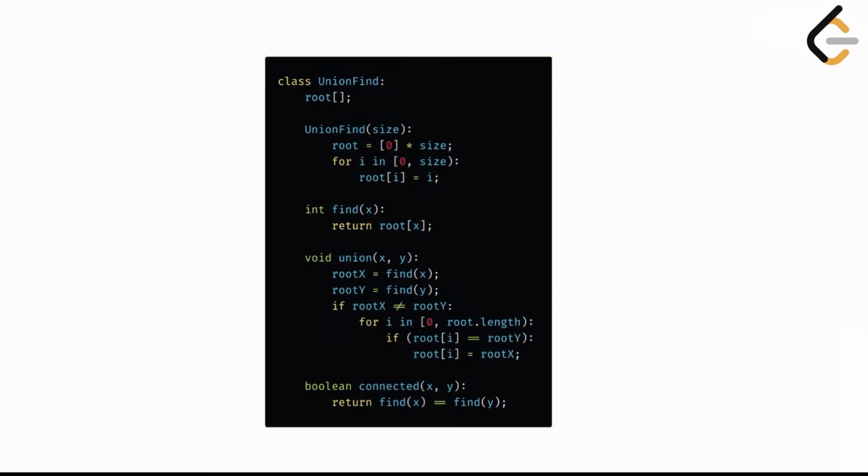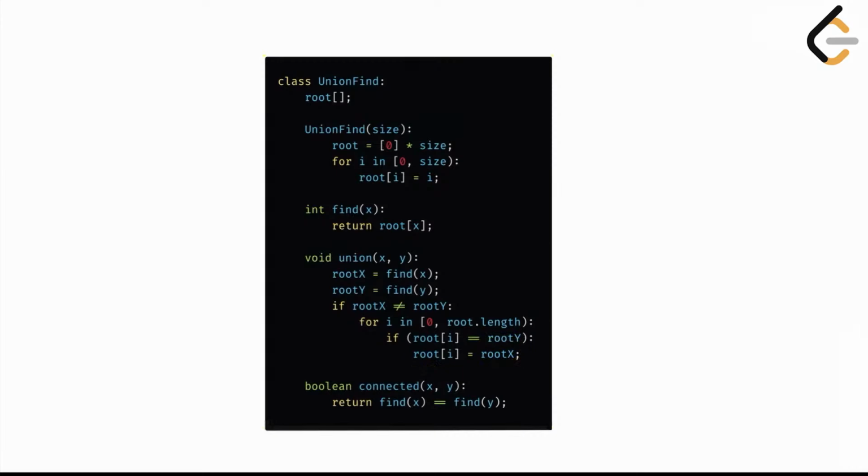First, we need to find the root nodes for x and y. When their roots are equal, we know they're already connected, so we don't have to perform the union operation. But if the root nodes are not equal, we now have to go through the entire root array once we see a value equal to the root of y. In other words, when the corresponding root node is equal to the node we are merging, in this case root y, then we have to change this root node to our new root, which is root x.